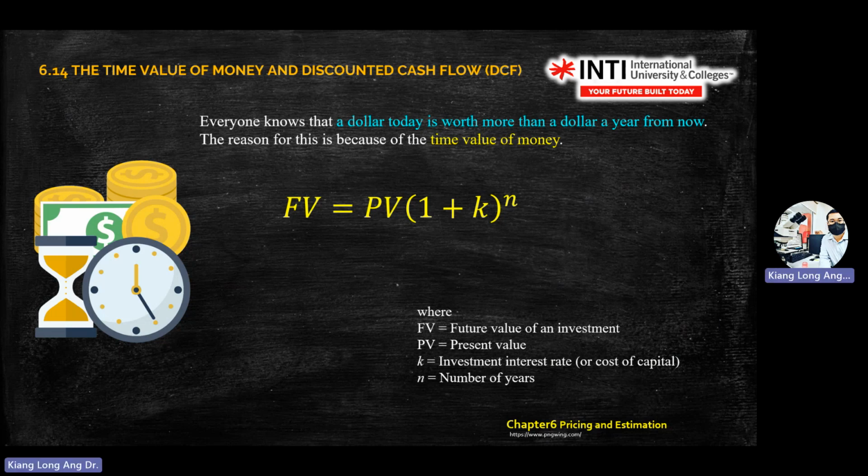First equation for today. FV equals PV bracket 1 plus K power N. What is FV? Future value of your investment. PV is present value. 1 plus K, K is the investment rate or cost of capital, investment interest rate. N is number of years.